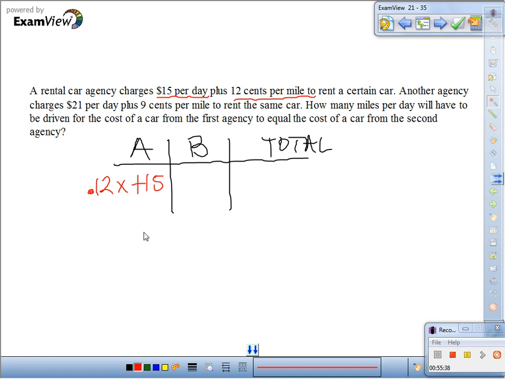We're done with that one. Let's write the other one. They charge $21 per day, so it's plus 21 and 9 cents per mile, 0.09x. When will the cost be the same? What is another word for same? Equal. So we write 0.12x plus 15 equals 0.09x plus 21.